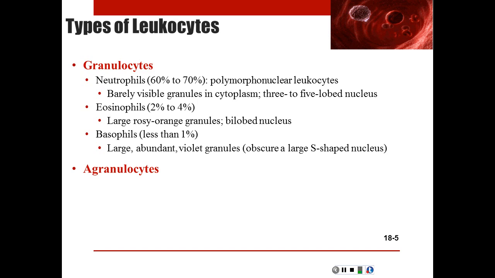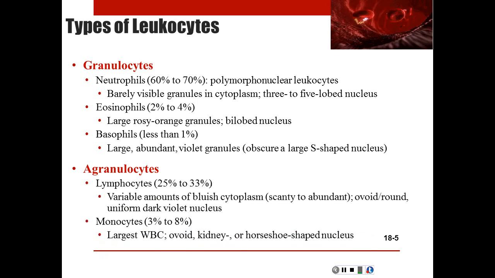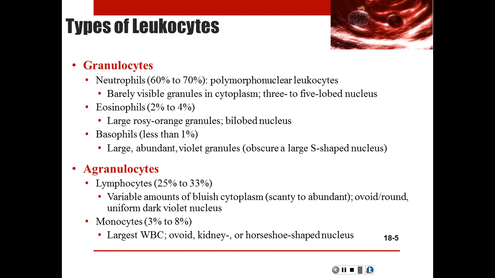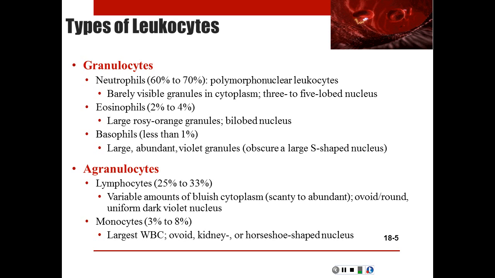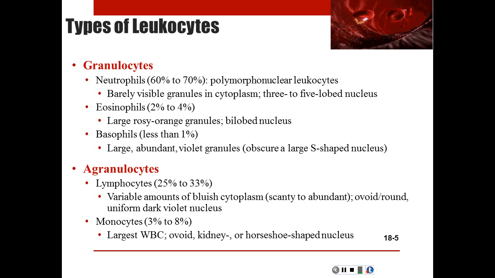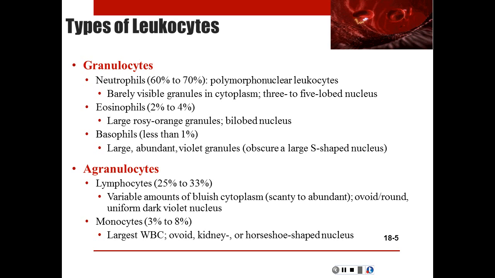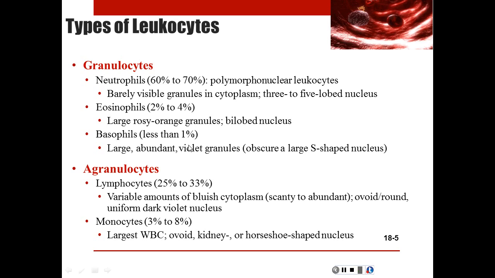The agranulocytes, there are 2 underneath that category. They're the lymphocytes and the monocytes. The lymphocytes have variable amounts of bluish cytoplasm. They're oval or might be a round shape, with a uniform dark violet nucleus. The monocytes are the largest white blood cells. They are usually oval shaped, with maybe a kidney or horseshoe shaped nucleus.